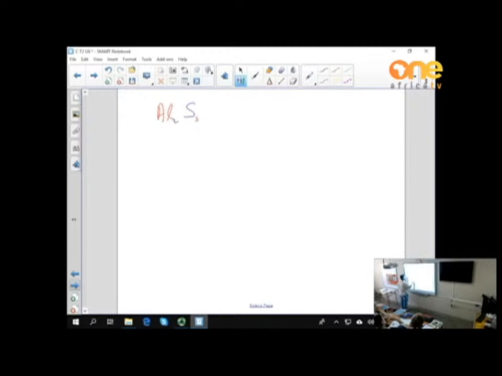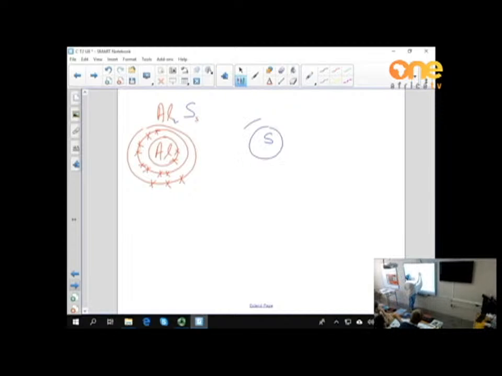Aluminium is element number 13. So aluminium will have how many electrons? 13 electrons. So 2 in the first shell, 8 in the second, so it's 10 altogether, then 11, 12, 13. How will sulfur look? Sulfur has how many electrons? 16. So 1 shell, 2 shells, 3 shells: 2, then 8, then 6.